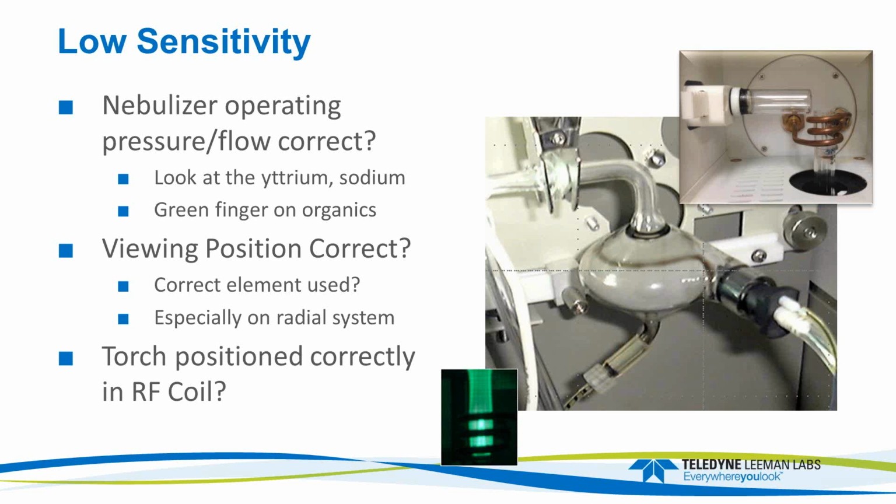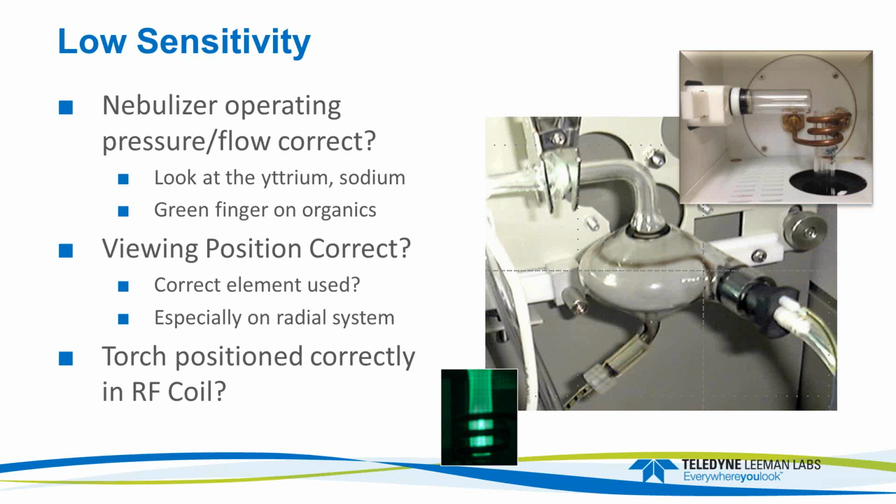On axial, you're looking down through the sample channel, so you don't have viewing problems very often. On a radial, unless you've picked up an edge or something, the intensity versus position in the plasma is much different. So if you're way off, you may notice really low intensities.